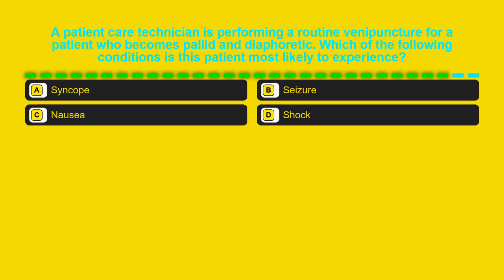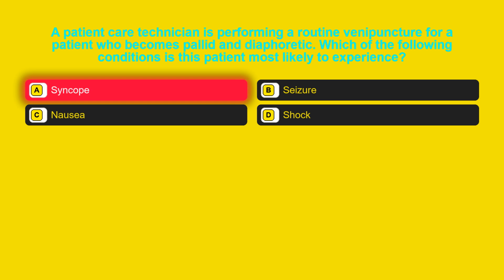Question 67. A patient care technician is performing a routine venipuncture for a patient who becomes pallid and diaphoretic. Which of the following conditions is this patient most likely to experience? Option A, syncope. Option B, seizure. Option C, nausea. Option D, shock.